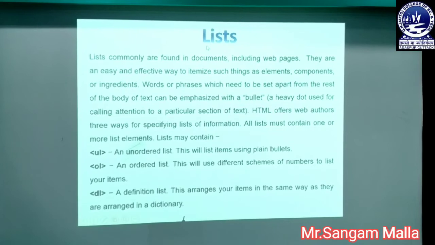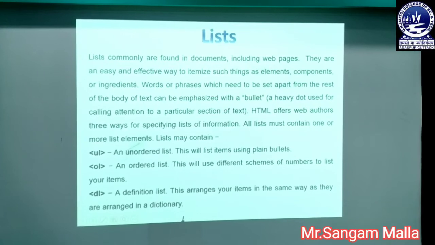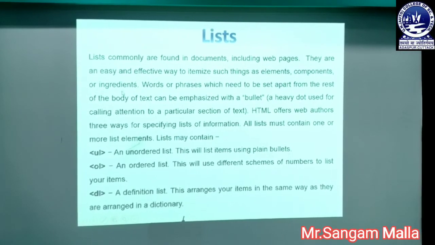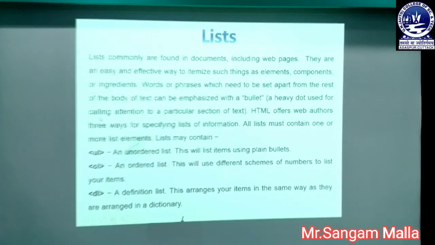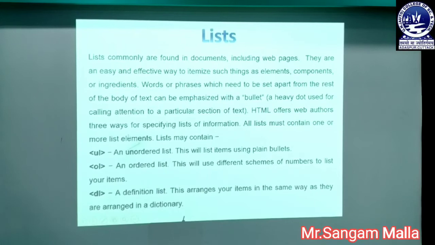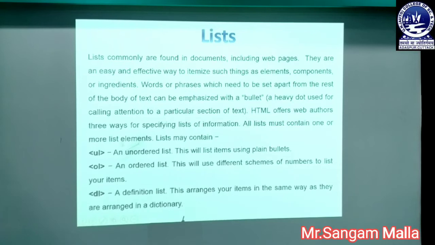We are discussing the concept of list in HTML. Lists are commonly found in documents, including web pages. They are an easy and effective way to itemize things such as elements, components and ingredients. Words or phrases which need to be set apart from the rest of the body of text can be emphasized with a bullet. A heavy dot used for calling attention to a particular section of the text is known as a bullet. HTML offers web authors three ways for specifying lists of information. All lists must contain one or more list elements.